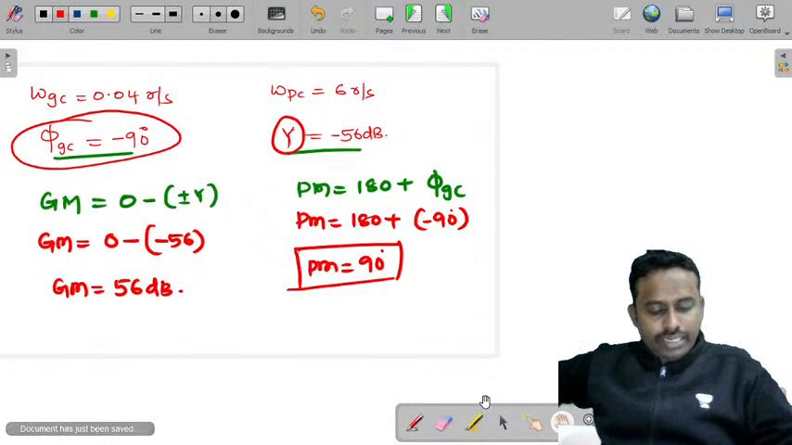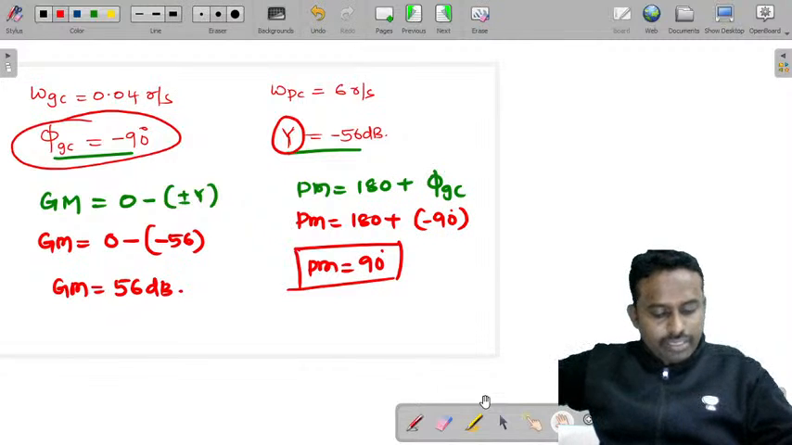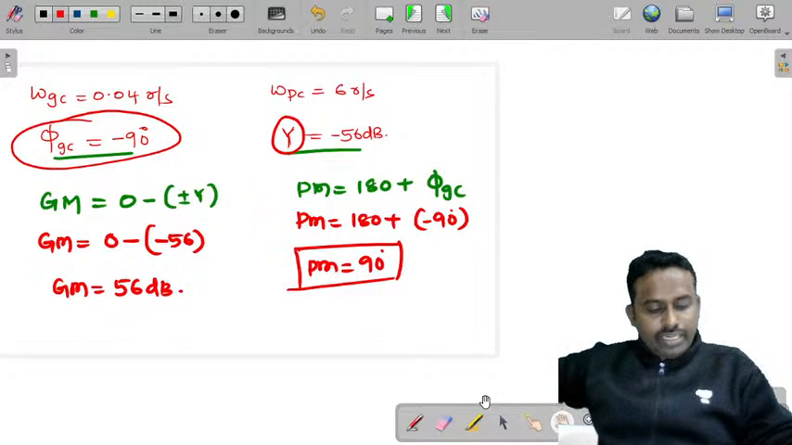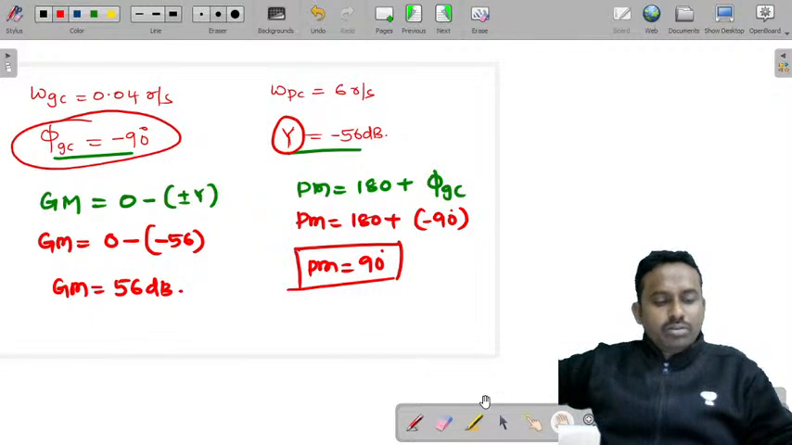No doubt, sir, clear. Very good, Sanjana. Meghana, very good, clear. Very good, Meghana. Yes. So this is about Bode plot. If you still have any doubts and if you want me to solve any problem, you can also tell me. We will solve in the next session, right?